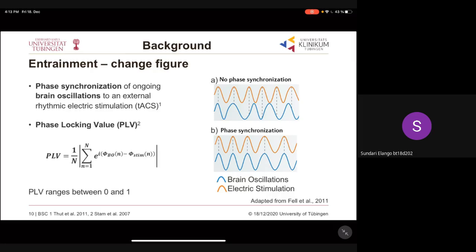This is measured as the phase locking value between these two signals, and it usually ranges between 0 and 1, where 1 represents absolute synchrony and 0 represents complete randomness in the signal. Essentially, when we apply brain stimulation, we are hoping that the phase locking value between the applied stimulation signal and the ongoing brain activity should increase as a reflection of entrainment.